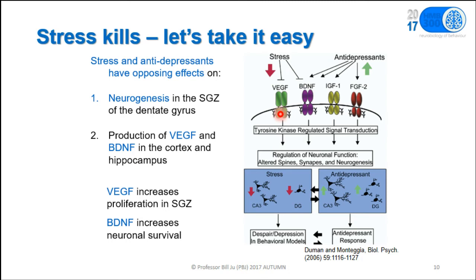When stress dominates, we have less neurogenesis. We don't have as many spines. We don't have as many neurites as we normally would. So all of this suggests that these are really important overall mechanisms.